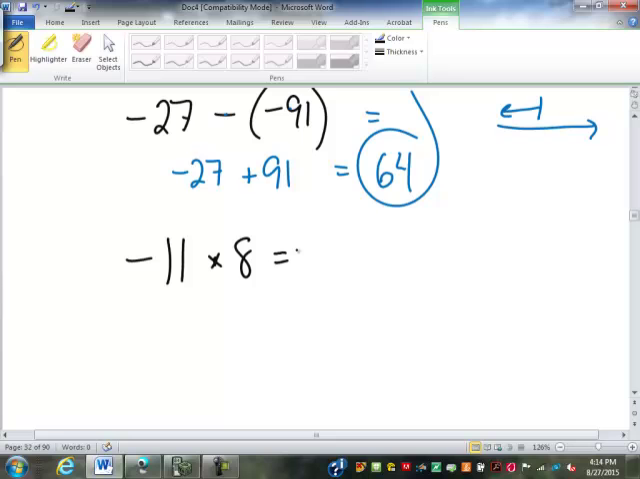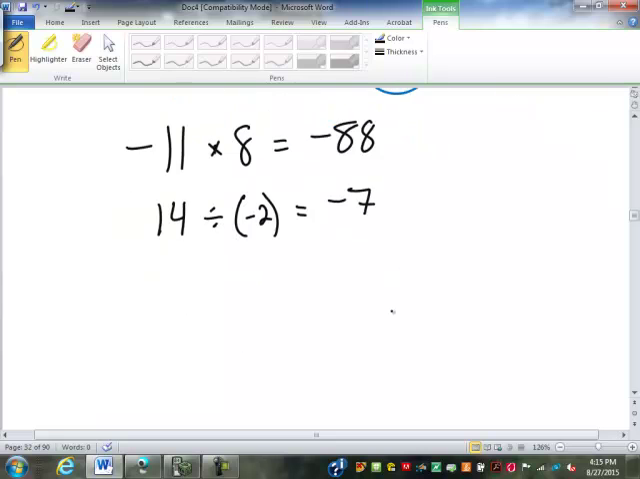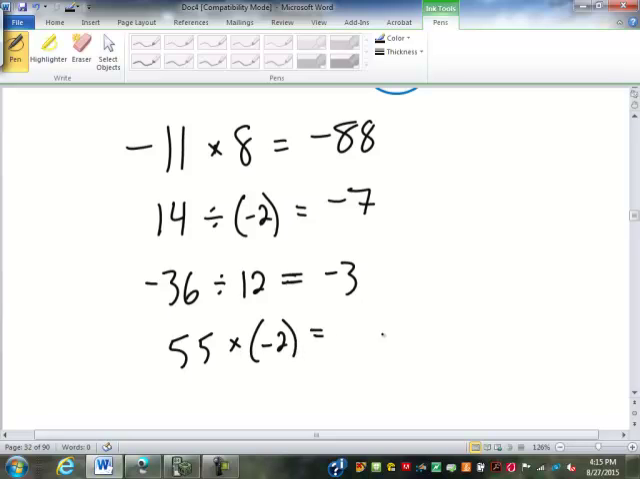What's this going to be? Good. Negative 88. What's this one going to be? Negative 7. What's this one going to be? Negative 3. What's this one going to be? Negative 110.